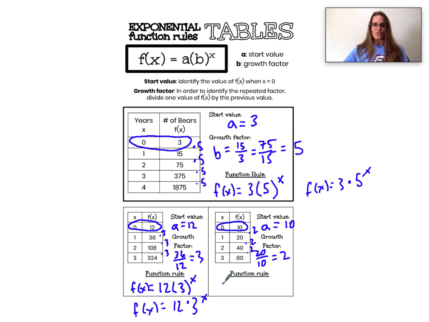Function rule is ready to go. F of x equals the start value 10 times the growth factor 2 to the x power, where again, it's perfectly fine to write that as 10 times 2 to the x. This might be more clear to you, that this is 10 times 2 times 2 times 2 times 2 times 2, and if you like this version better, that is completely fine.